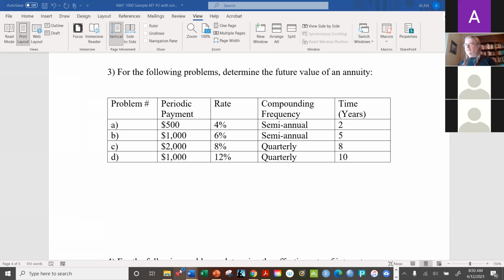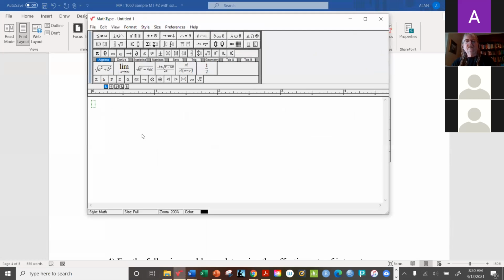A equals, now this time we have R rather than P. R for repeated payments. And then we'll have 1 plus R over N to the NT power minus 1, all divided by the ratio of R over N.